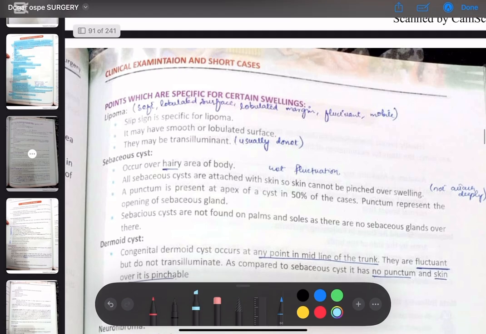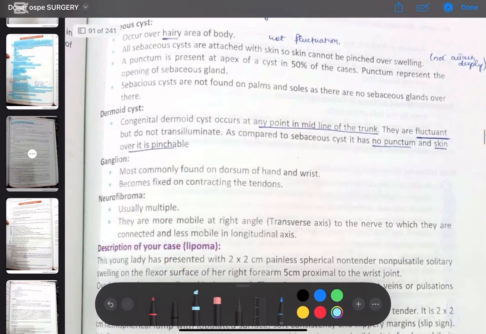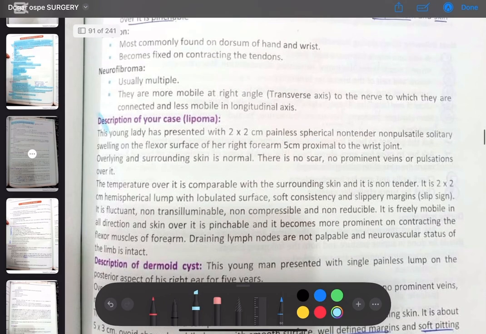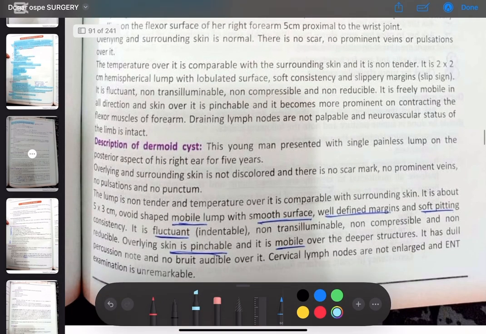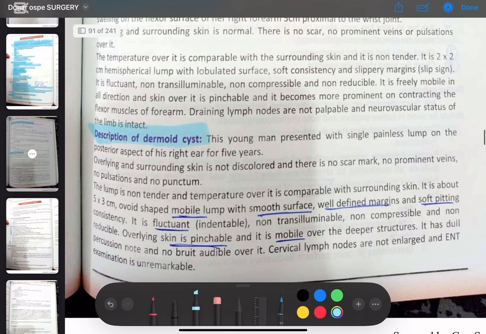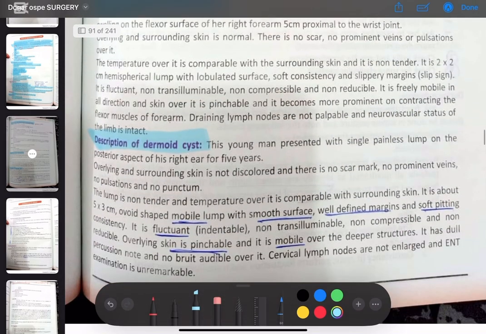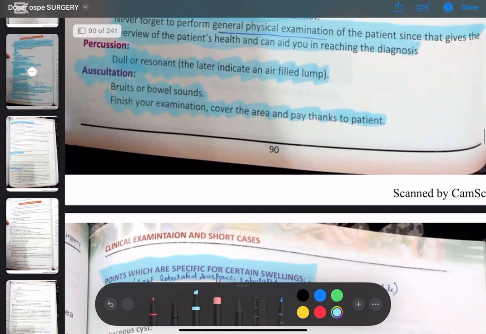Okay, now points which are specific for certain swellings. We will discuss these, and the description of your case, how you will present your case, the description of the dermoid cyst specifically. These are the most important cysts that present in patients. So we will discuss the description for the dermoid cyst specifically.